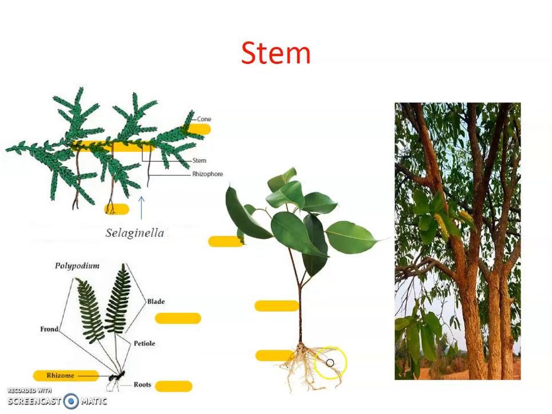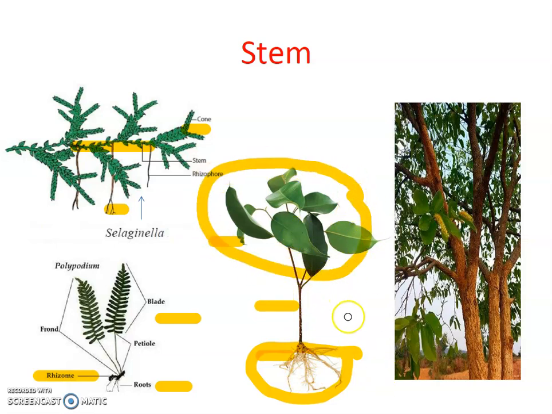So the root absorbs water, and this absorbed water is transported to various aerial parts through the plant body called the stem. This is a stem, and the function of the stem is transportation of water from the root to various aerial parts. This stem is called a rhizome. So this is the rhizome, a horizontal rhizome.